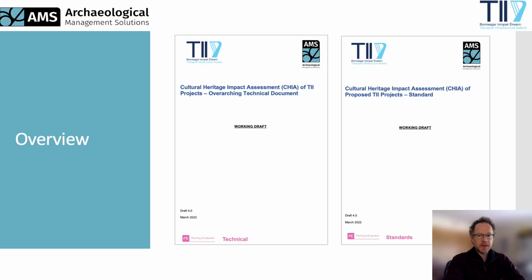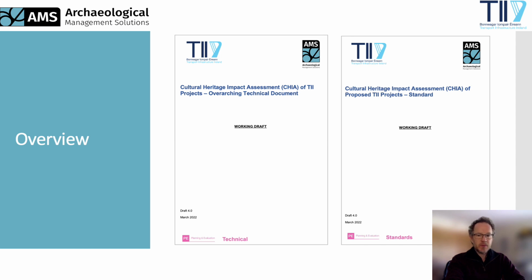AMS was engaged by TII in late 2020 to prepare an overarching technical document that would give guidance about how to undertake and deliver cultural heritage impact assessments, and a standards document outlining cultural heritage requirements, including the production and delivery of outputs for inclusion with constraints reports, option selection reports, environmental impact assessment reports, and/or environmental reports. Cultural heritage professionals undertaking impact assessments for TII projects will be expected to adopt and adhere to these new guidelines and standards after their publication, which is anticipated to happen in the coming months.